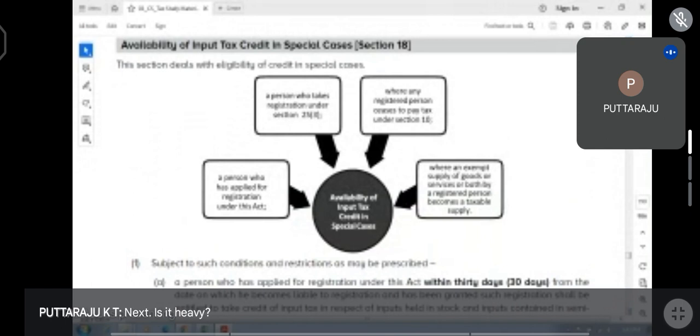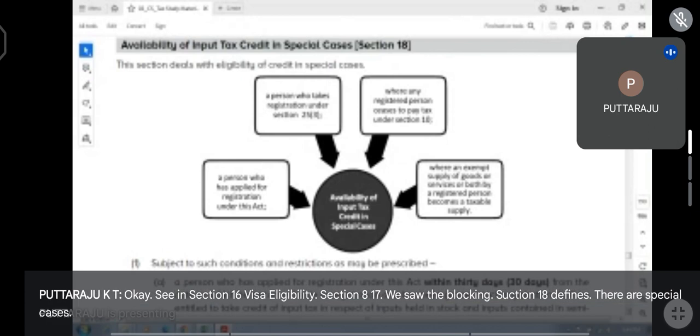In section 16 is eligibility, section 17 is the blocking, section 18 defines there are special cases. How to take the credit in those special cases? Okay, there are four situations.